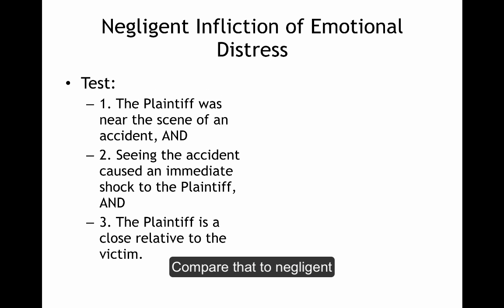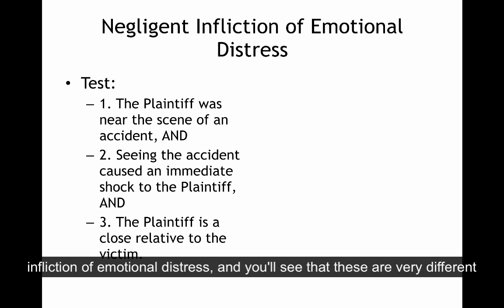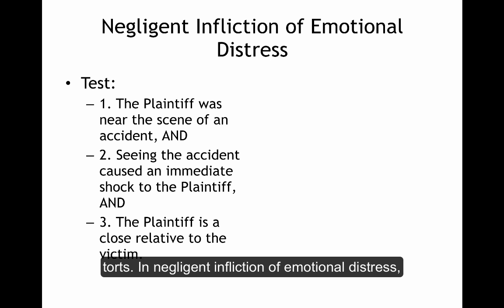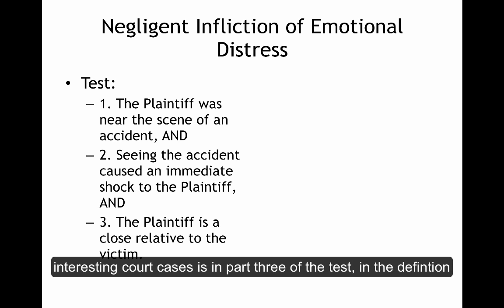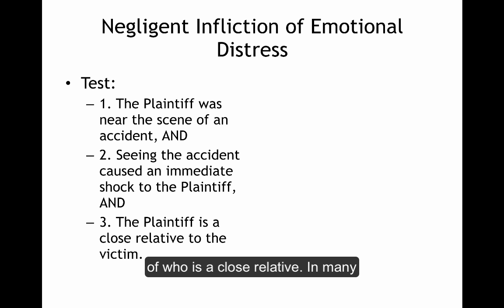Compare that to negligent infliction of emotional distress, and you'll see that these are very different torts. In negligent infliction of emotional distress, you have the test right here. It's a nice, neat, narrow test. I really like these kinds of torts because it's very easy to apply. Where we get interesting court cases is in part 3 of the test, in the definition of who is a close relative. In many American families today, who you are most impacted by, I should say, is often not a close relative.